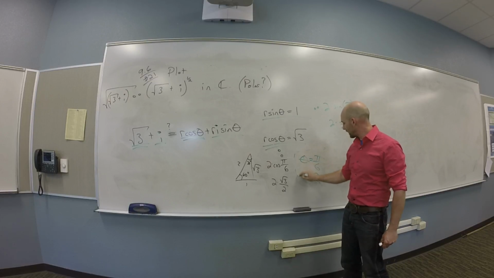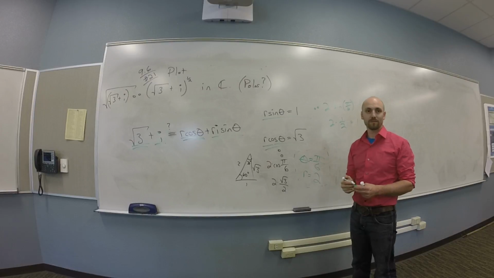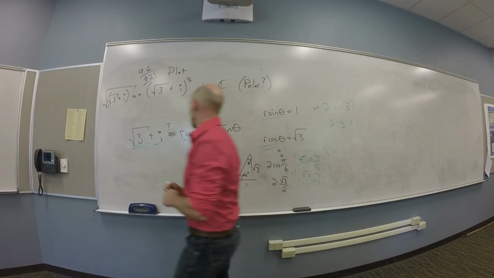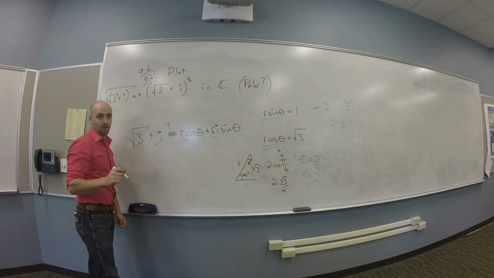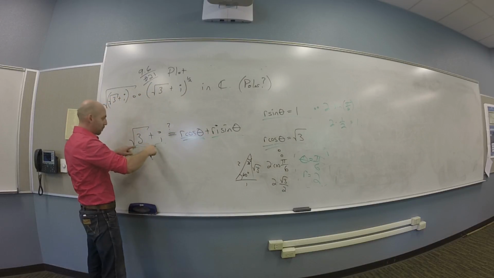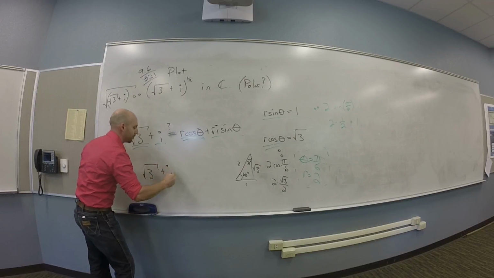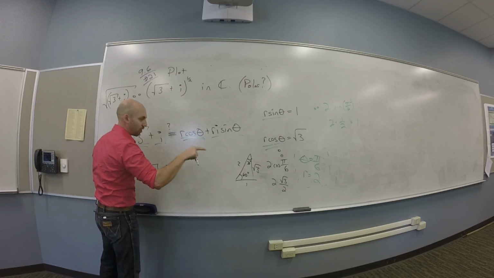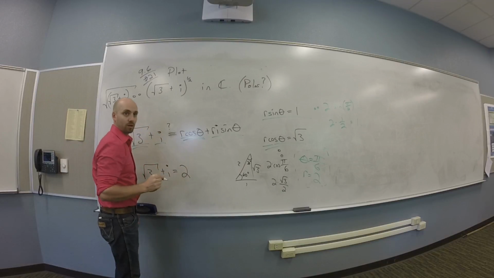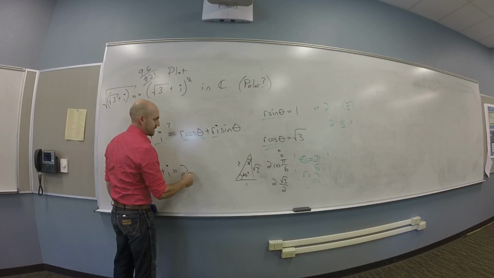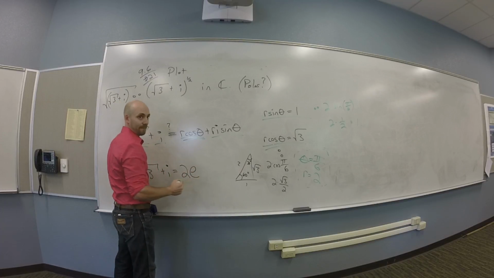So these guys go where? Those are your r and theta for the polar coordinates. Yeah, those are my polar coordinates for the square root of 3 plus i. So the square root of 3 plus i is r, just 2, times cosine of pi over 6, which is square root of 3 over 2.